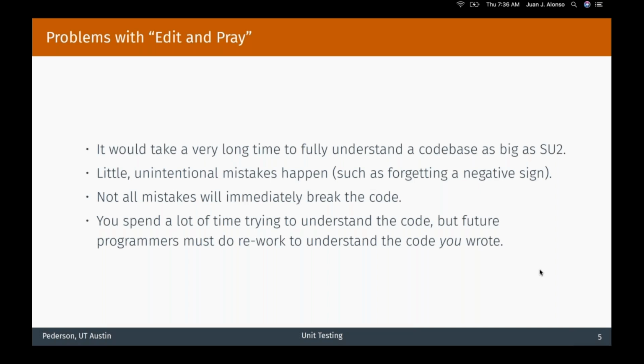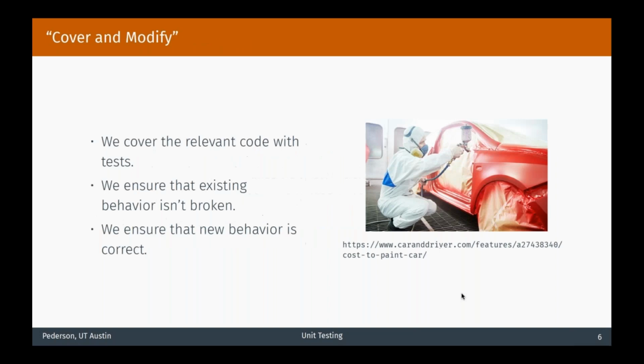So as an alternative to the edit and pray, there's another methodology you can have, and that is the cover and modify technique that Michael Feathers talks about in his book. We cover the code with relevant tests, we ensure that the existing behavior isn't broken, and we ensure that the new behavior is correct. This is a little bit like when you paint something, you cover up everything that's not related so you can just paint that one thing that you're worried about. Then you don't have to worry about anything else. You're just worrying about this one thing that you're focusing on. Except here, instead of painting, we're actually testing.